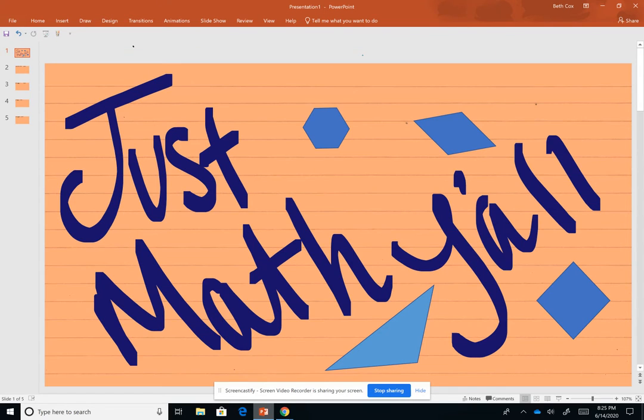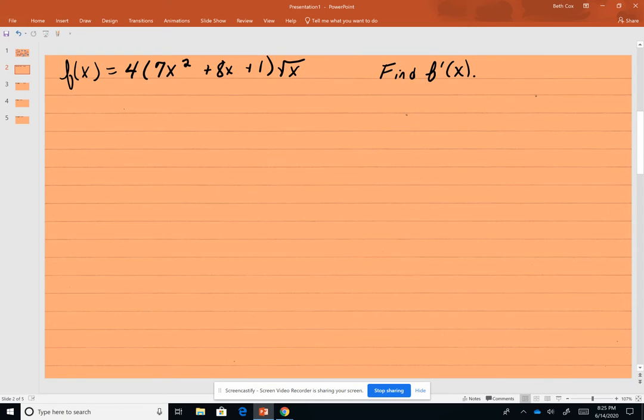We are looking at Cal 1 today. This is the second video in the 3-3 and 3-4, the product rule. So I'm going to do a problem using the product rule. And this one's got a radical in it. A couple of questions came about problems with radicals.